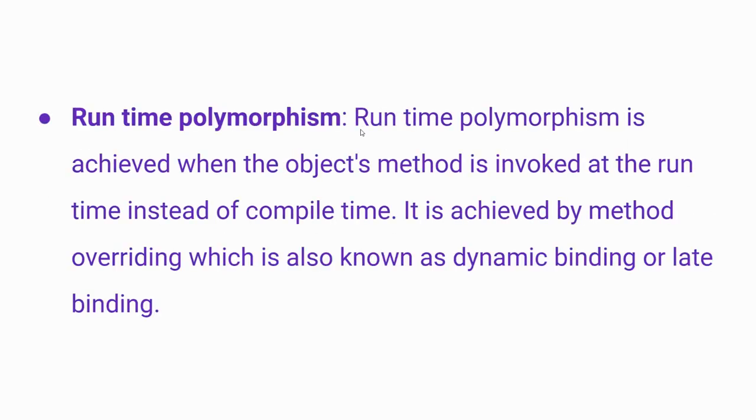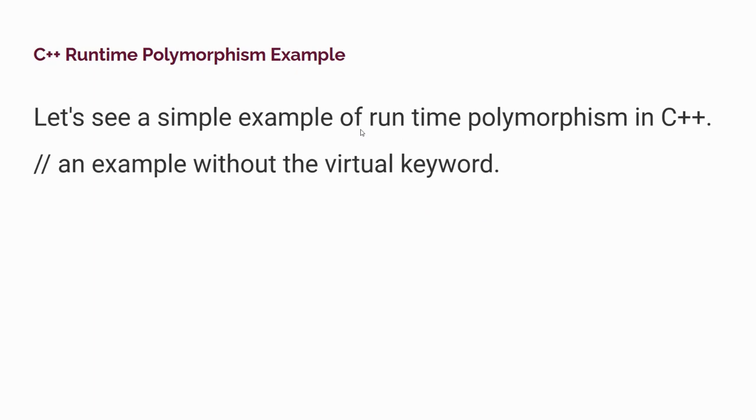Runtime polymorphism. Runtime polymorphism is achieved when the object's method is invoked at runtime instead of compile time. It is achieved by method overriding, which is known as dynamic binding or late binding. Runtime polymorphism example.